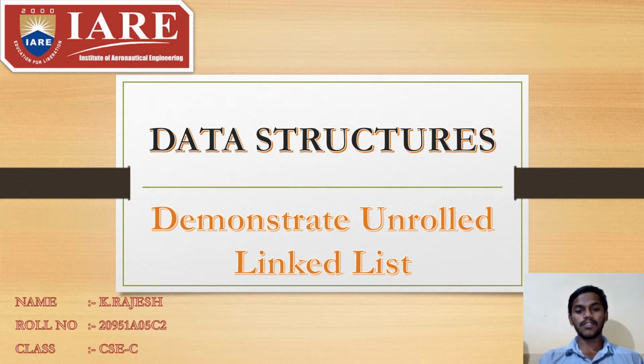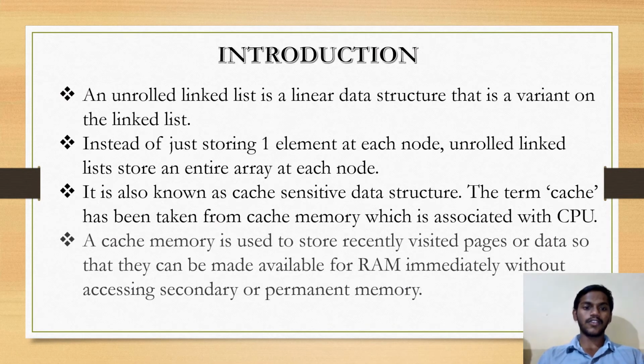Today my topic is about demonstrating the unrolled linked list. Introduction. An unrolled linked list is a linear data structure that is a variant on the linked list. Instead of just storing one element at each node, an unrolled linked list stores an entire array at each node. It is also known as a cache sensitive data structure.